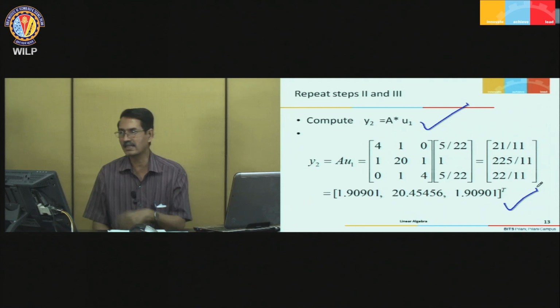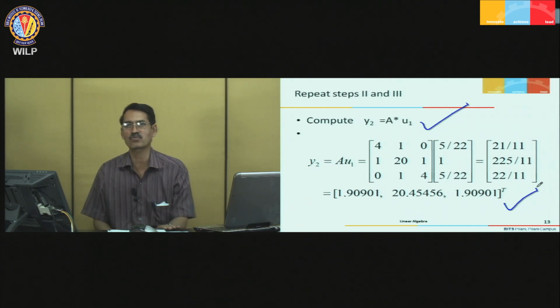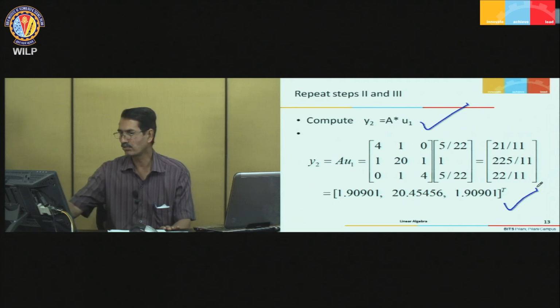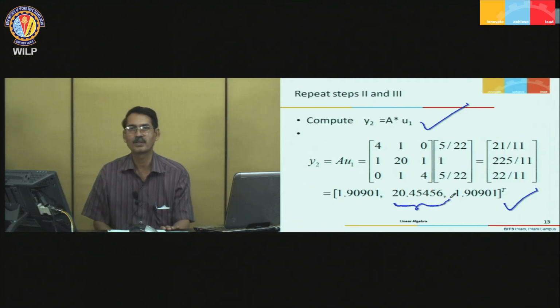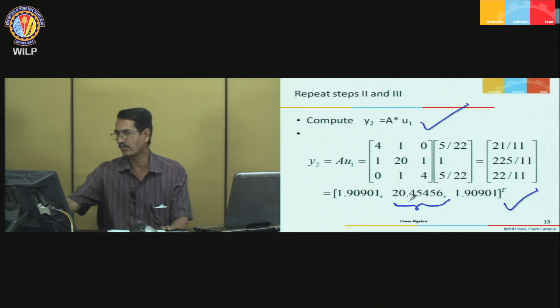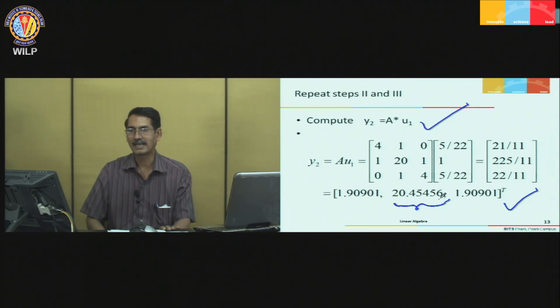Again look here, this vector y2, that is A into e1, is not in the normalized form, because the largest quantity is 20.45456. Therefore, we will have to make this vector y2 normal again. And how to make it normal? Divide this y2 by the largest quantity, 20.45456.